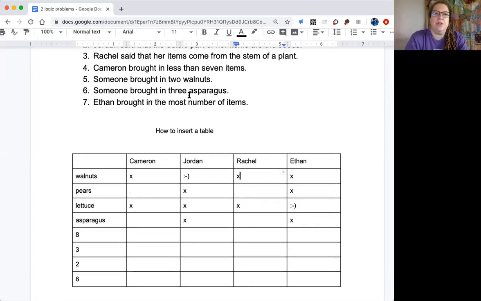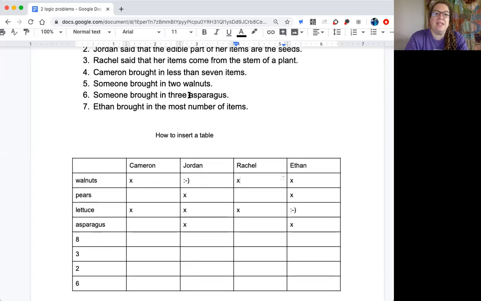Okay. Rachel said their items come from the stem of a plant. Okay. The stem. That sounds more like asparagus than pears, right? Stem of a plant. Cross out Rachel. And cross out asparagus. So what is left? Guess what Cameron has? Ding, ding, ding. You got it. Pears. That's the only one left. But we don't know any of the numbers.